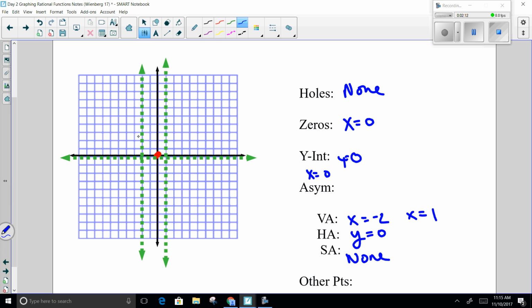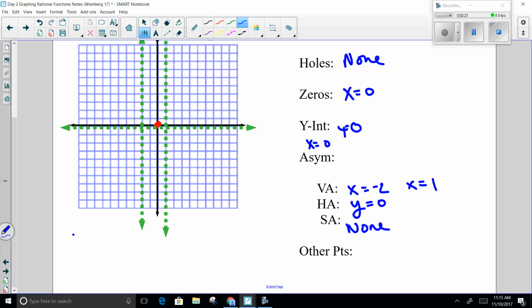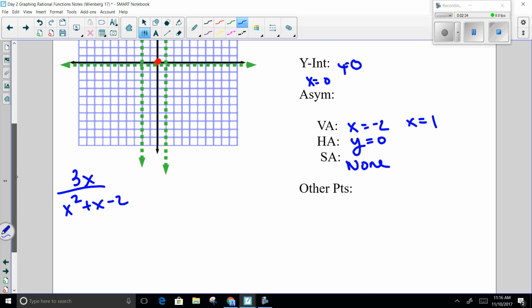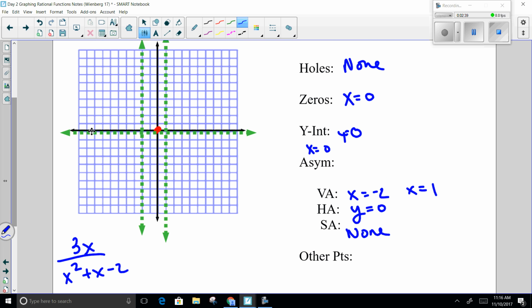Do we have enough information to graph this? In this case, no. We don't have any idea what the graph's going to do, so we need to create additional points. Our equation is 3x over x squared plus x minus 2. So what are our additional points? We need additional points to the left of the left asymptote, so we pick x equals negative 3.